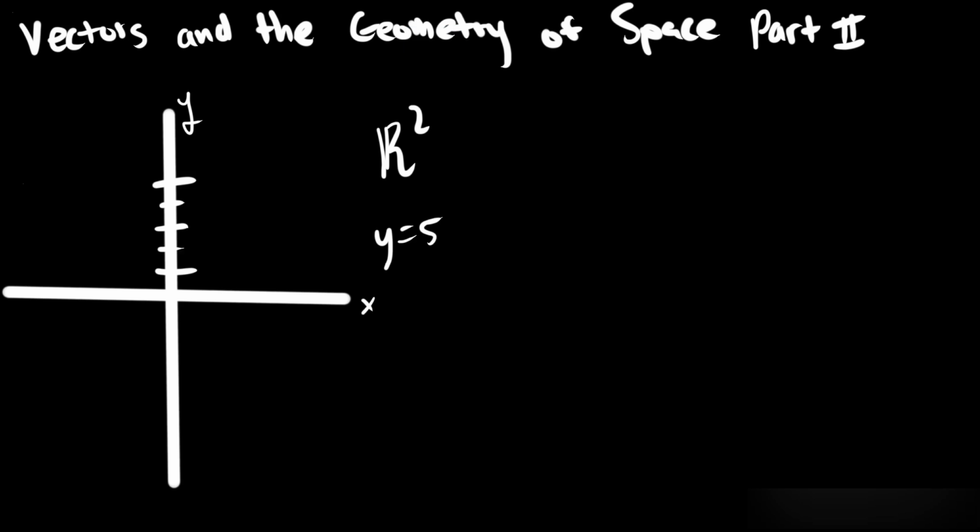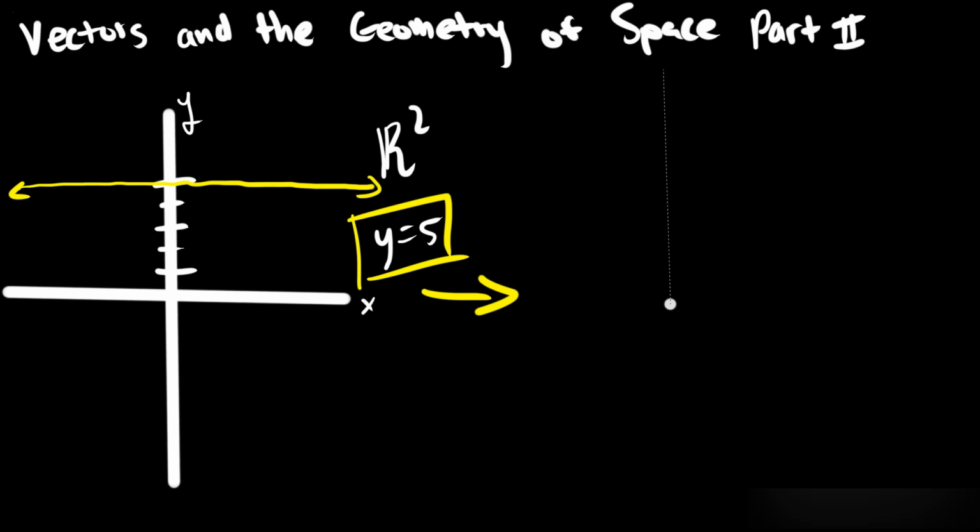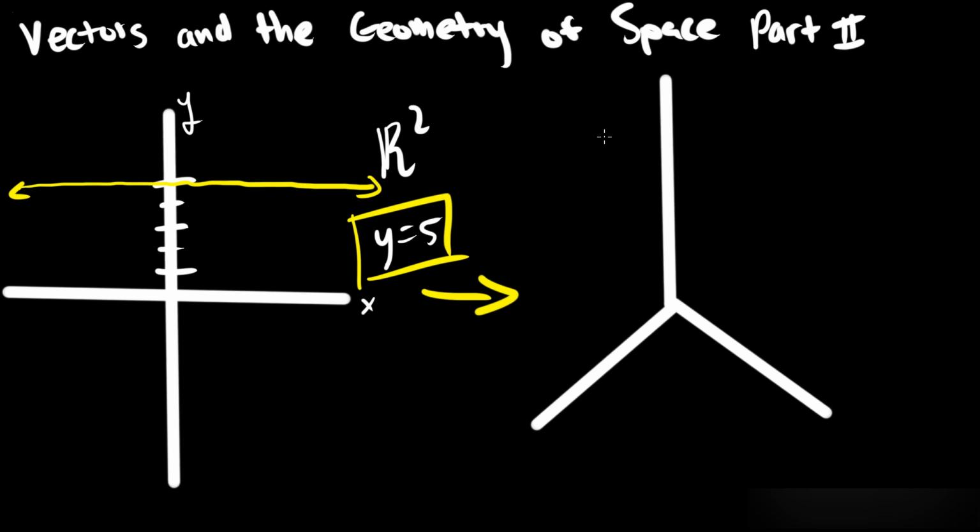So here we will have a line at y equals 5. This would represent the equation y equals 5 in R squared. And what we're trying to transition over to will be the z-axis, the positive z-axis, the positive x-axis, and the positive y-axis that would make up a part of R cubed, and this will be in 3 dimensions.